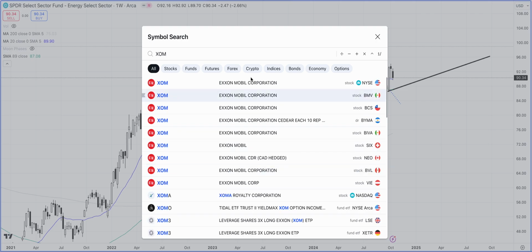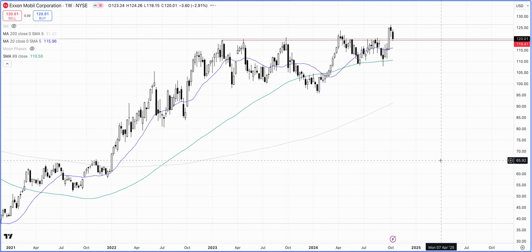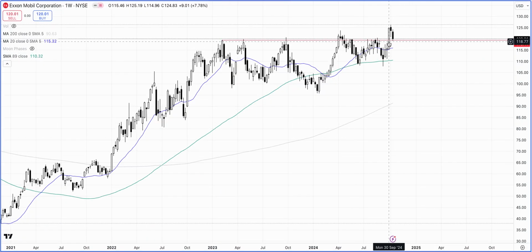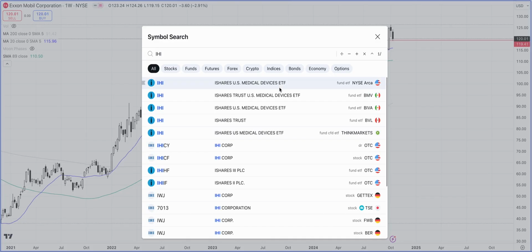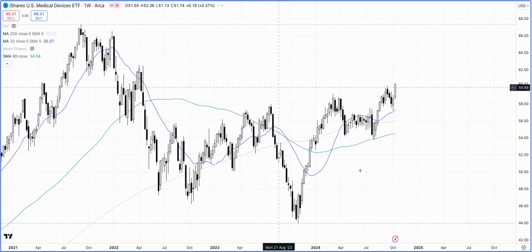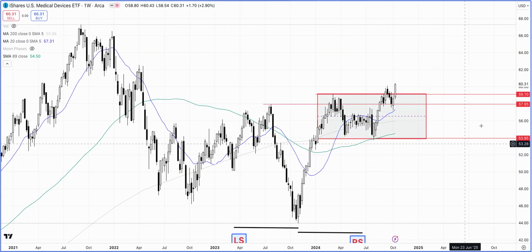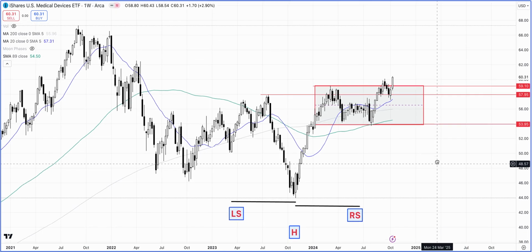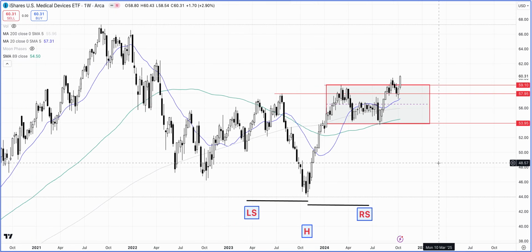And if we were to take a look at ExxonMobil, here you go, that had a really nice break on the 30th of September as well, just like the ETF itself, and it's just pulling back a little bit here. Now let's go inside some of these sectors as well. So let's take a look at IHI, which is the iShares US Medical Devices ETF. Look, it had a fantastic move last week. I think it's a really good one.